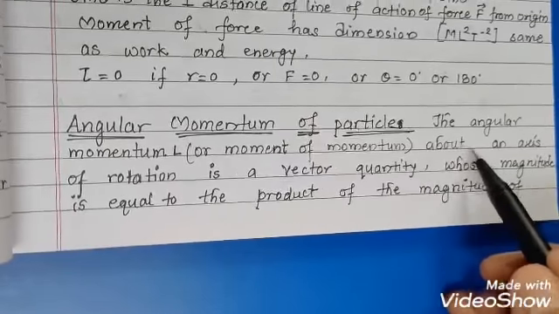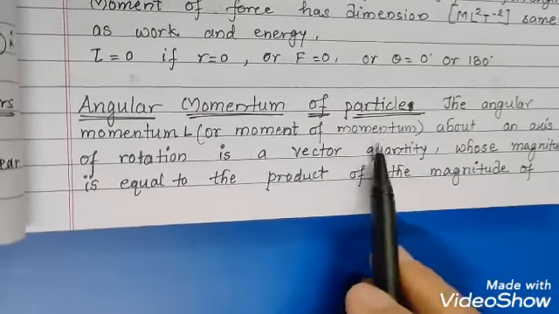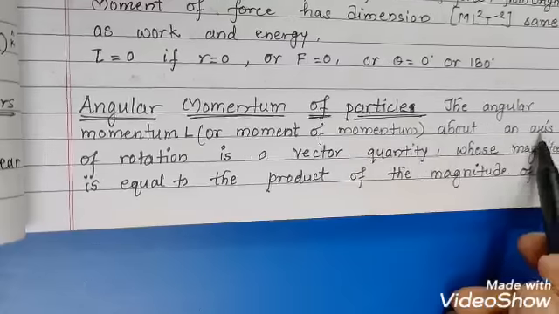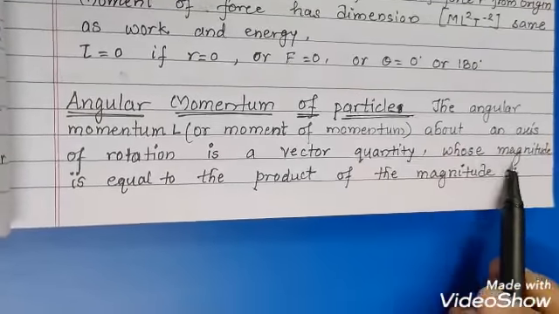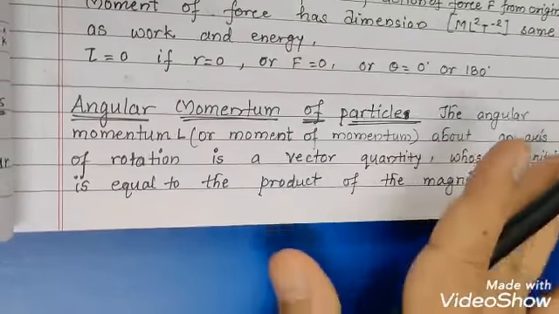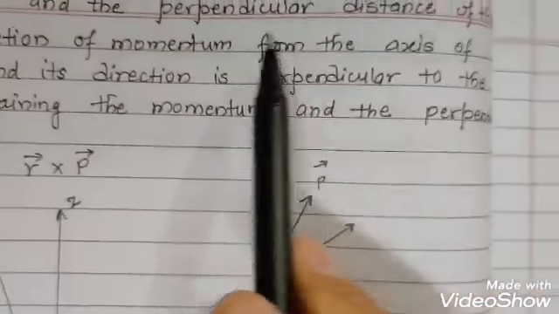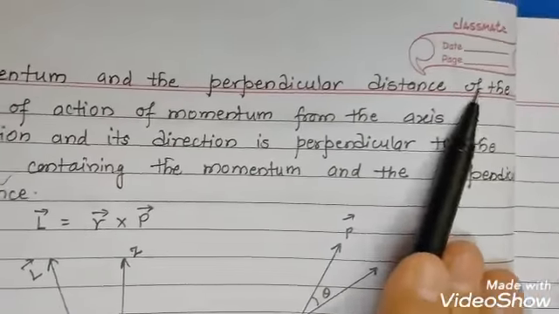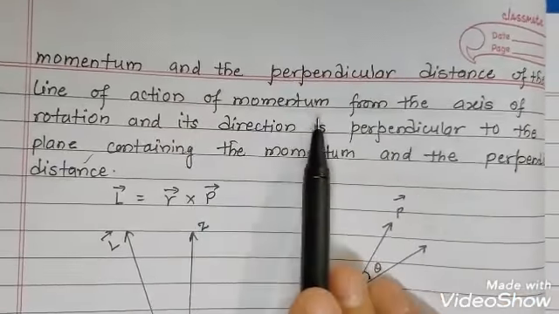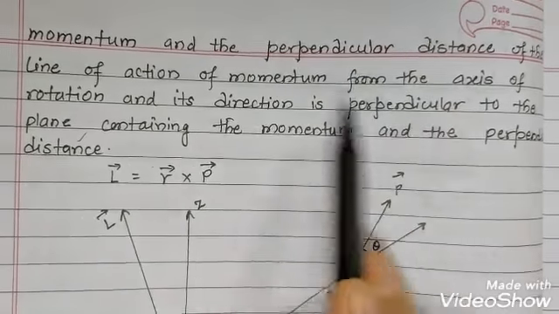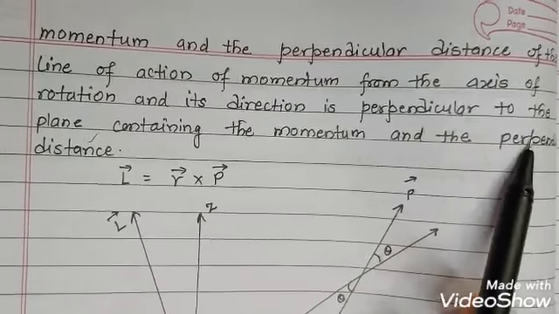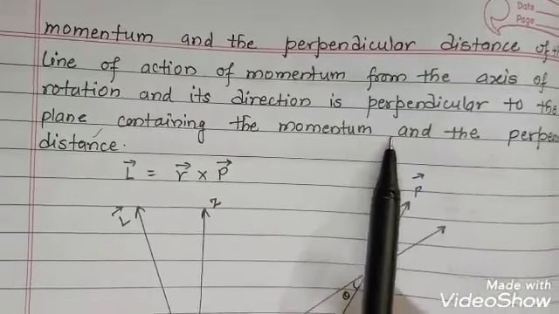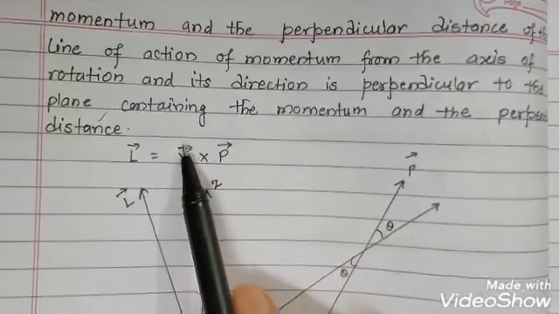The angular momentum L, or the moment of momentum about an axis of rotation, is a vector quantity whose magnitude is equal to the product of the magnitude of momentum and the perpendicular distance of the line of action of momentum from the axis of rotation, and its direction is perpendicular to the plane containing the momentum and the perpendicular distance.